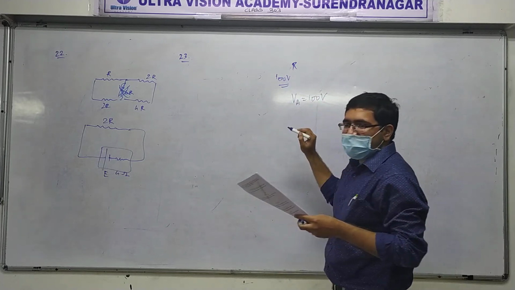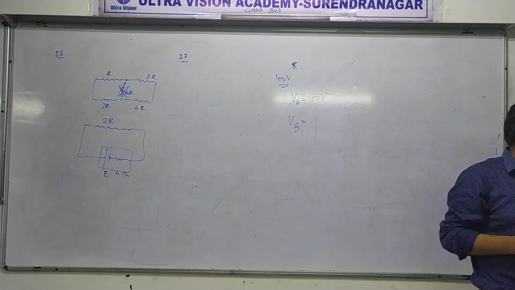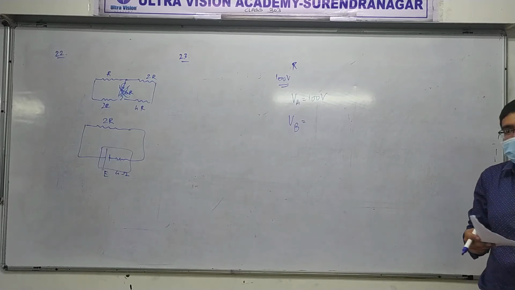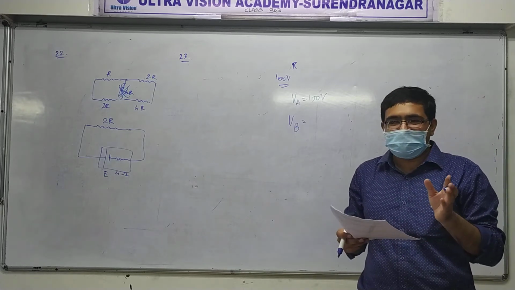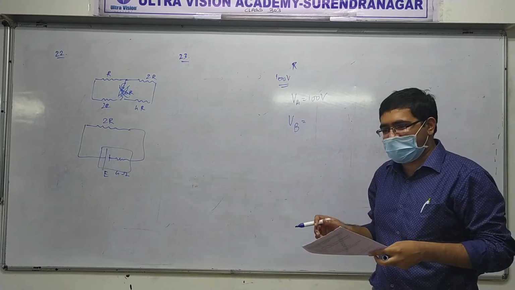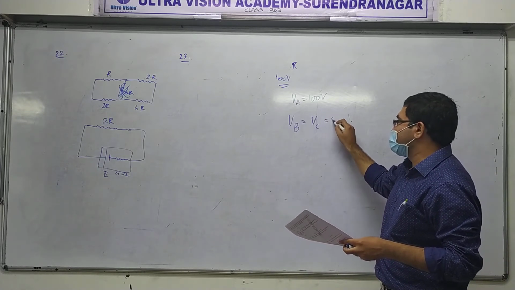Agreed? Then how much voltage does bulb B get? Will it get 100? No, then how much will it get? 50. Why? Because B and C are identical and they are in series. So VB plus VC is going to be 100, and both are identical, so equally shared. So VB is equal to VC, and that is equal to 50.